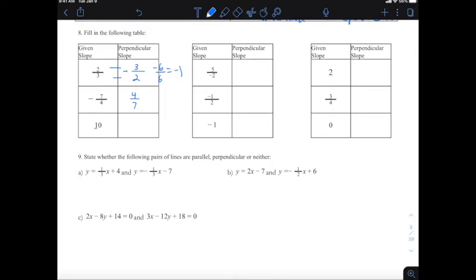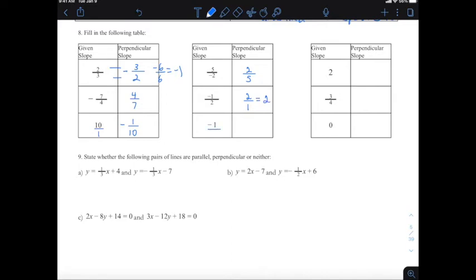So if I have a whole number 10, I can think of it as 10 over 1, and write that as 1 over 10 with a negative in front of it. Perpendicular slope is positive 2/5. Positive 2 over 1, but we don't really write it like that. We're just going to say 2.